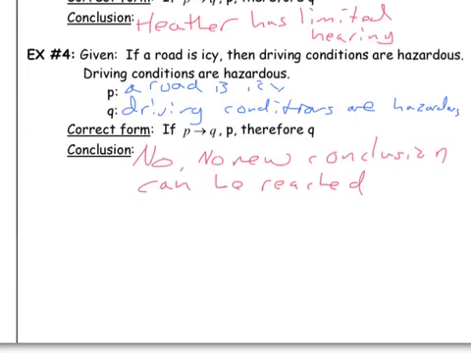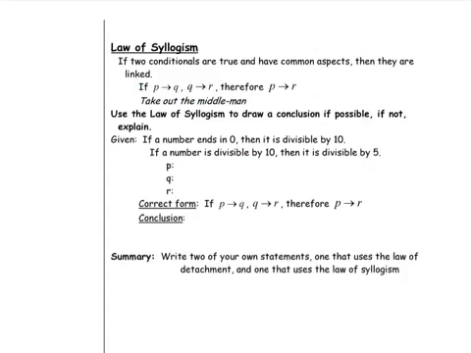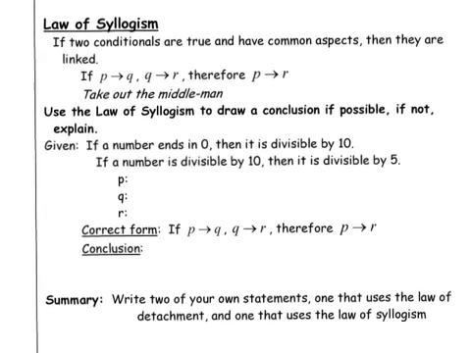Let's go on to the next page. Let's talk about the law of syllogism now. This one says if two conditionals are true and have common aspects, then they are linked. So if we have two if-then statements, if P then Q and if Q then R, therefore we can skip the Q part and make a statement from P to R. Notice the conclusion of the first is the same as the hypothesis in the second statement. That's the law of syllogism. So let's give you a specific example.